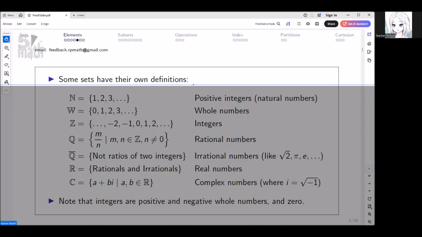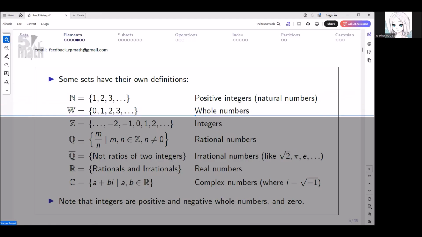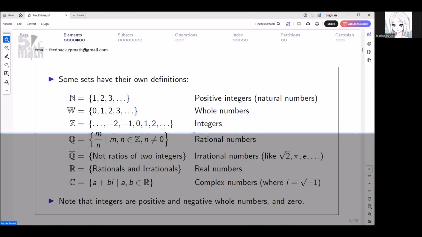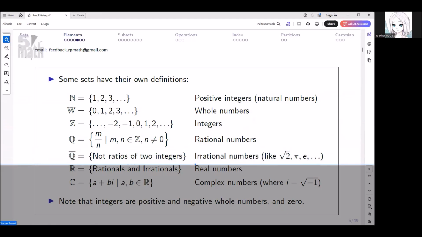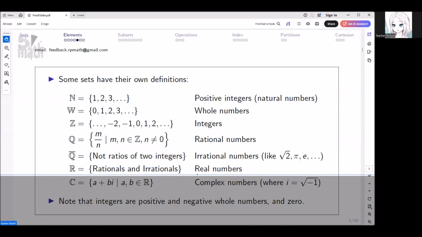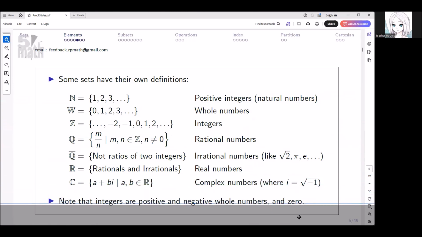Some sets have their own definitions. N, positive integers, natural numbers. W, whole numbers. Z, integers. Q, rational numbers. Q bar, irrational numbers. R, real numbers. C, complex numbers. Note that integers are positive and negative whole numbers and 0.